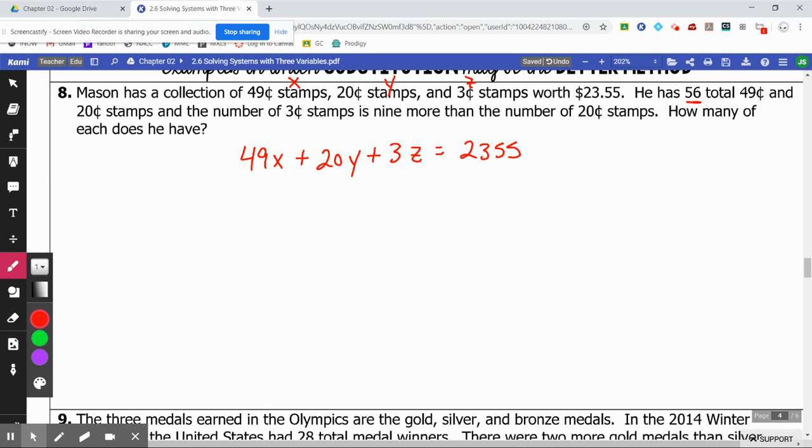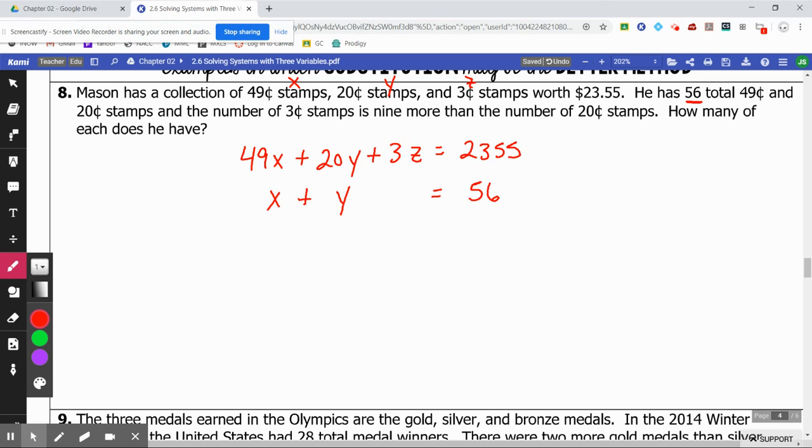So the 56 total 49 and 20-cent stamps: the number of 49-cent stamps plus the number of 20-cent stamps is equal to 56. Again, it says 56 49-cent stamps and 20-cent stamps. So that'd be x plus y is 56. So there's no z's there. That's going to actually make your problem a little bit easier.